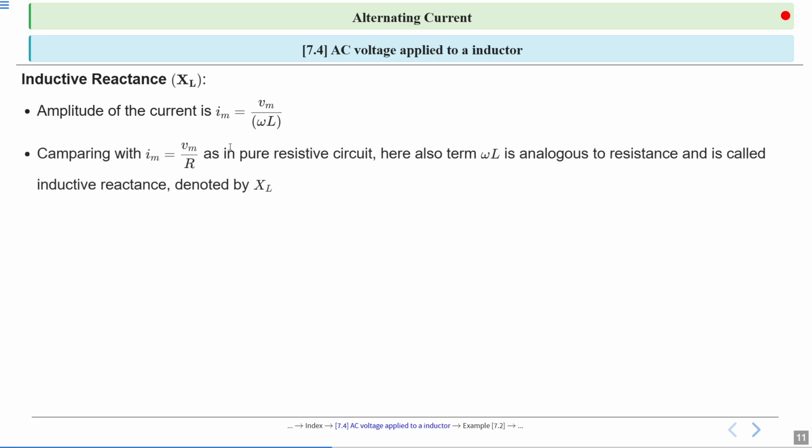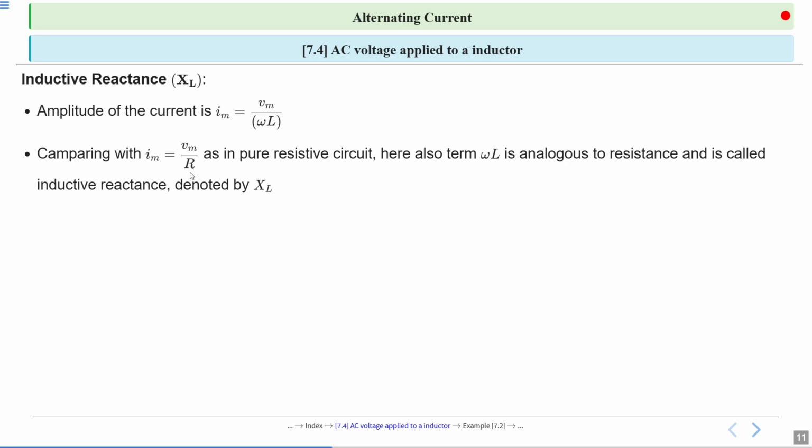Now comparing it with Im equal to Vm upon R: in the purely resistive circuit Im was equal to Vm upon R, and in the inductive circuit Im is equal to Vm upon omega L. This is current, this is voltage in both cases. This omega L has the same units as resistance, or we can say omega L is analogous to resistance in the resistive circuit. So comparing with Im equal to Vm upon R as in the pure resistive circuit, here also omega L is analogous to the resistance and is called the inductive reactance. So this term omega L is called the inductive reactance.